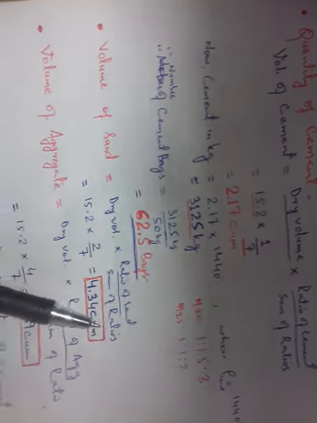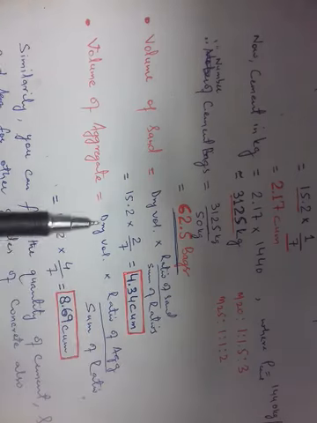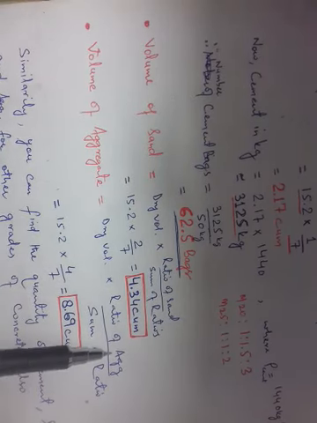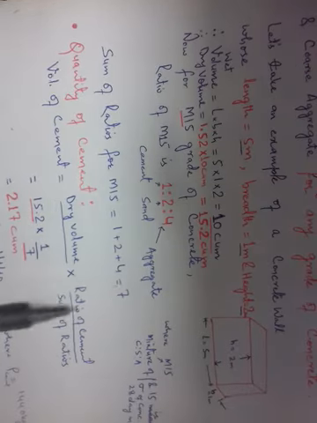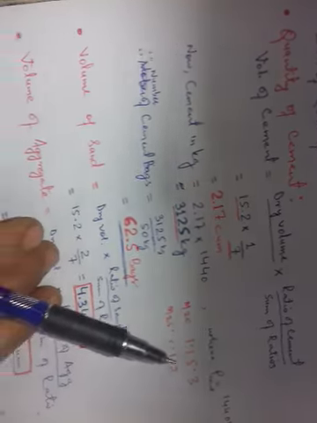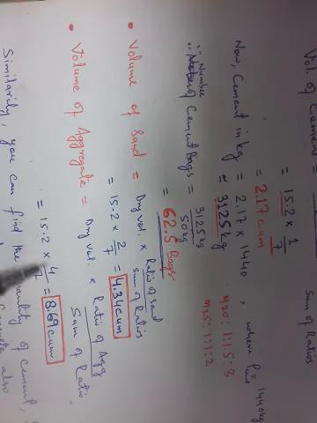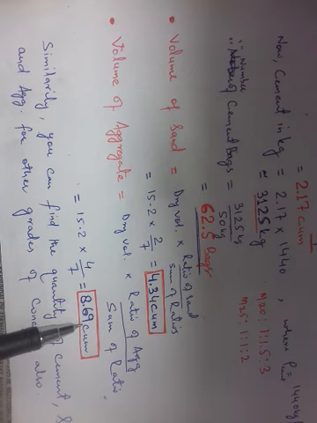Now in the same way you can find out volume of aggregate, that is dry volume into ratio of aggregate divided by sum of ratio. Here ratio of aggregate, in case of M15 grade of concrete, is 4. So it comes to be 15.2 multiplied by 4 divided by 7, that is equal to 8.69 cubic meter.